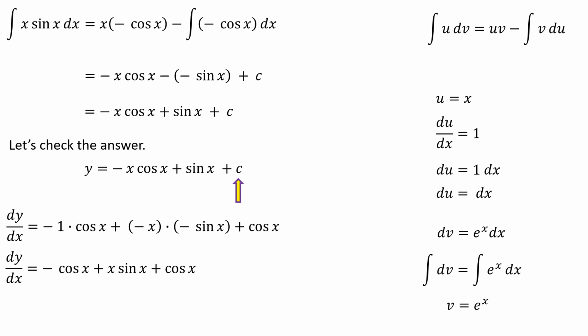I can tidy some things up here. Negative 1 times cosine of x is negative cosine of x. Negative x times negative sine of x becomes positive x sine x. And of course I've got that cosine of x back there. And that simplifies to become x sine of x. And sure enough, that matches what we started with. So if I integrate x sine of x, I got a solution. I took the derivative of the solution, and sure enough, back where I started.